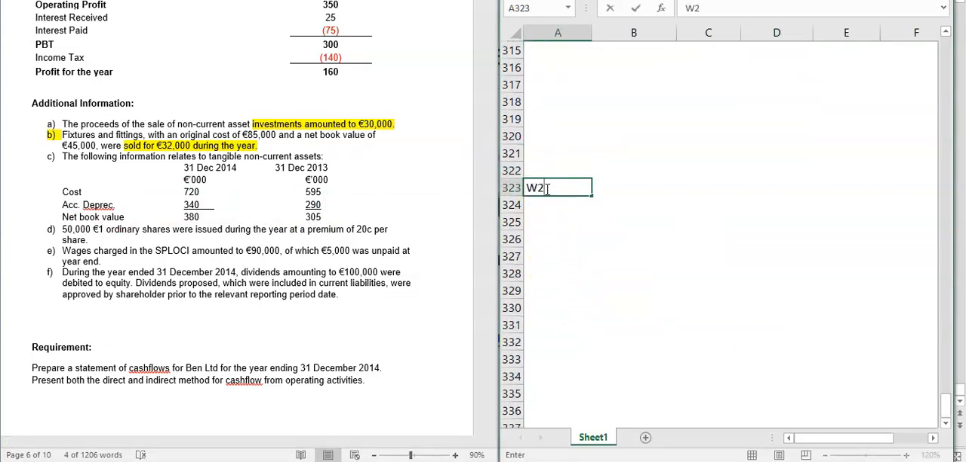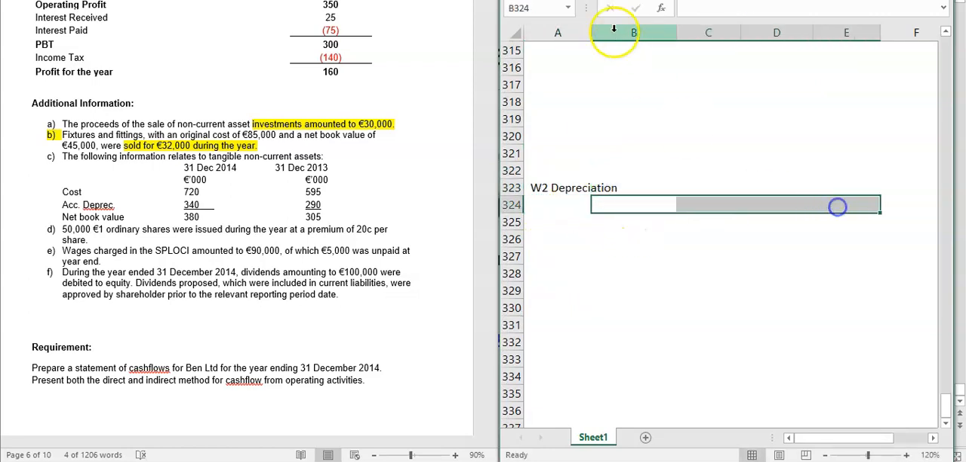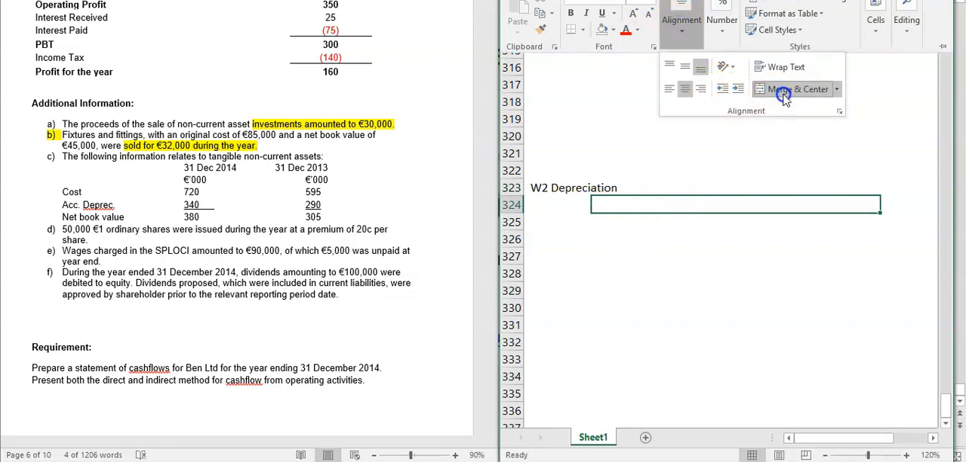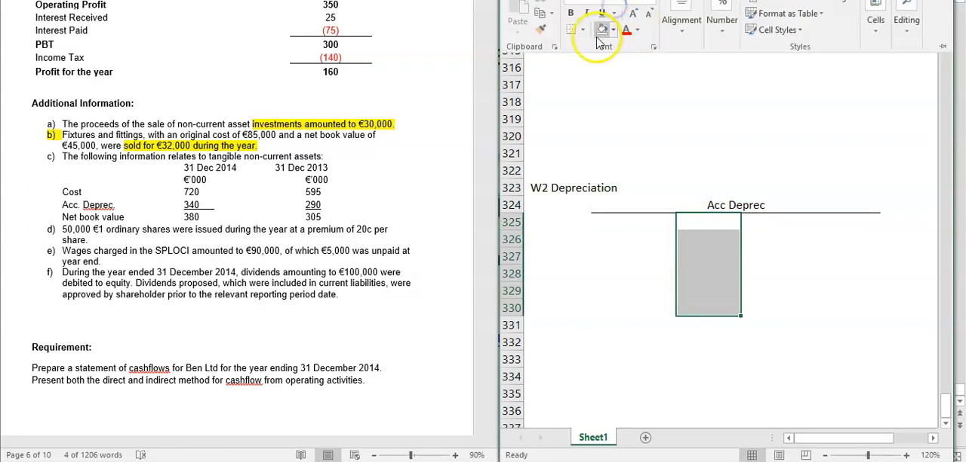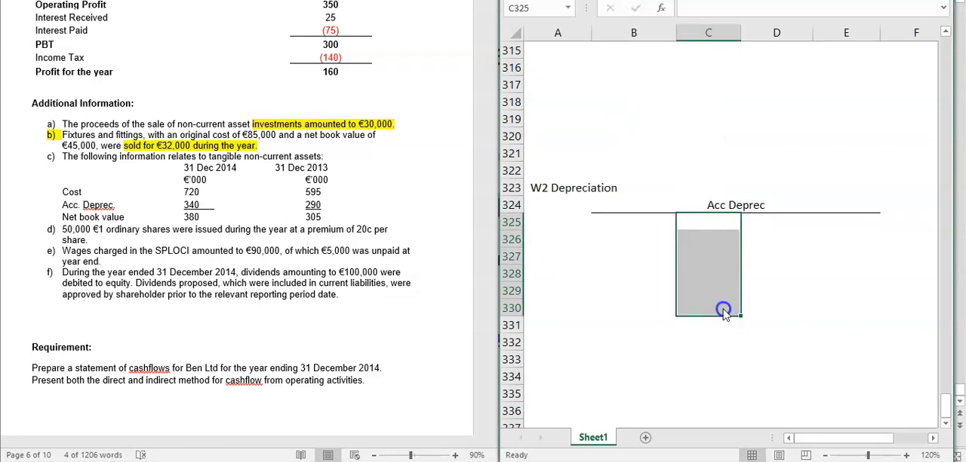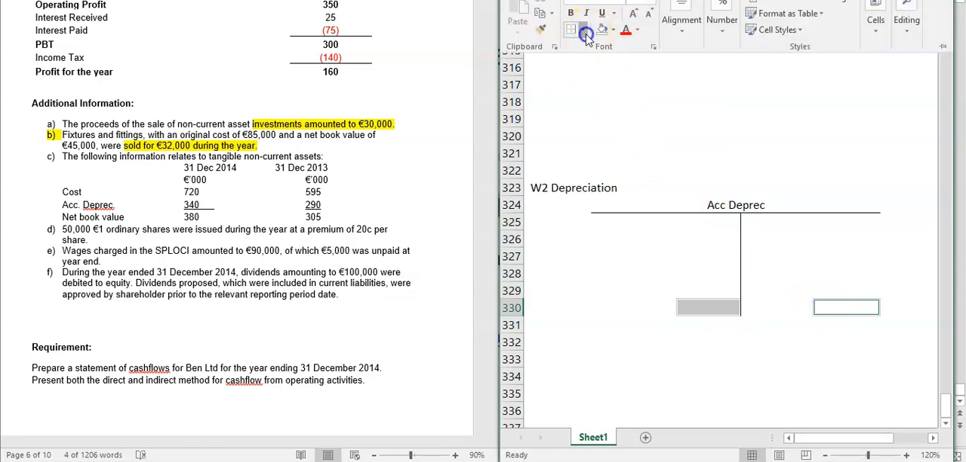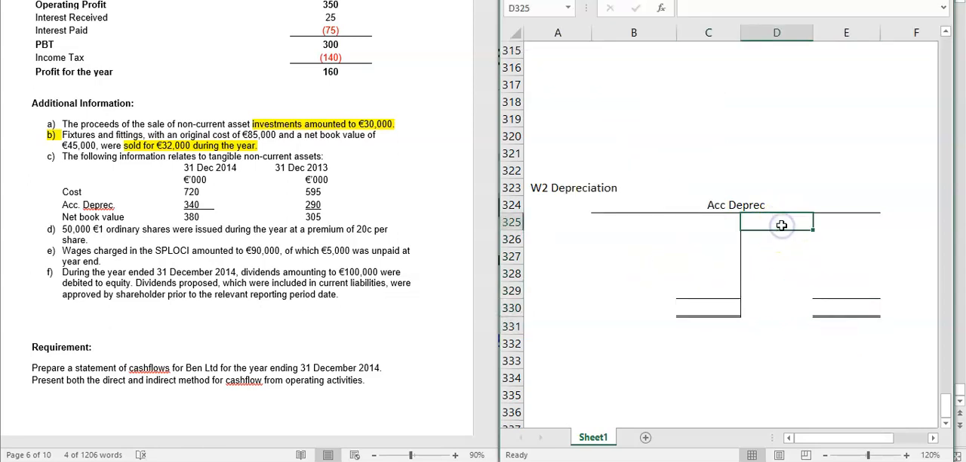So working 2, depreciation. And the way you do this, the easiest thing is to set up a T account. Set up a T account, we'll underline it. Accumulated depreciation. And we'll put this here. So it's important, particularly at the start when you're doing these, don't be afraid to use T accounts. It will slow you down a small bit, but it'll make sure you don't make any silly mistakes. So the balance brought down in accumulated depreciation is 290, and the balance carried down at the end of the year is 340. This is for all tangible non-current assets.